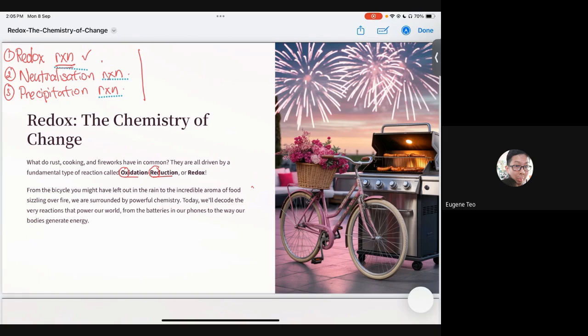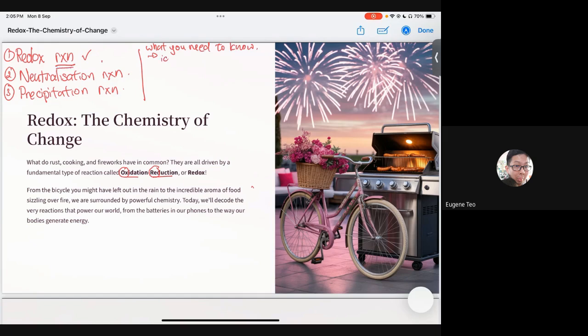So we're going to cover redox reaction. We have covered neutralization and precipitation. Now we're going to highlight, in this particular chapter, what do you need to know? Let me repeat again. In this particular chapter, what do you need to know? Actually there's only three main things.